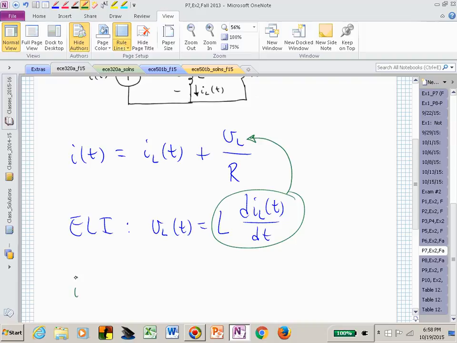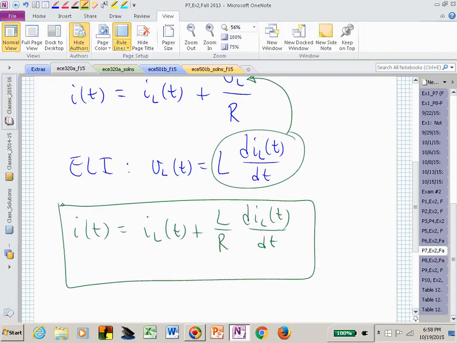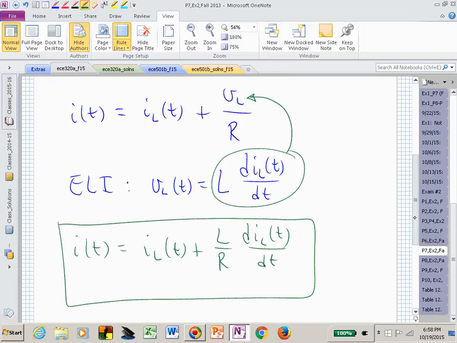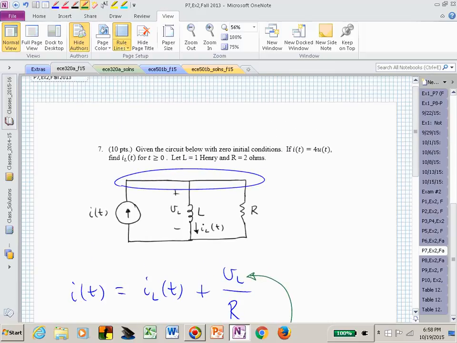And now you have an equation, I of t is equal to I sub L of t plus L over R di sub L of t dt. And if I just ask you for the governing differential equation, you would be done. But I didn't. I asked for I sub L of t as a function of time. But now you can Laplace transform this. And what was the current source? That's just a unit step weighted, isn't it?